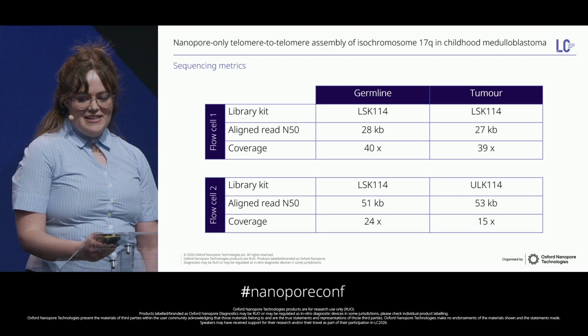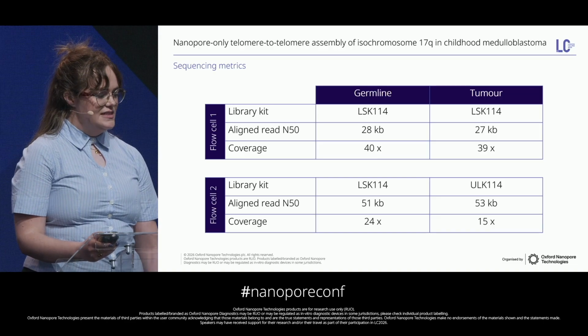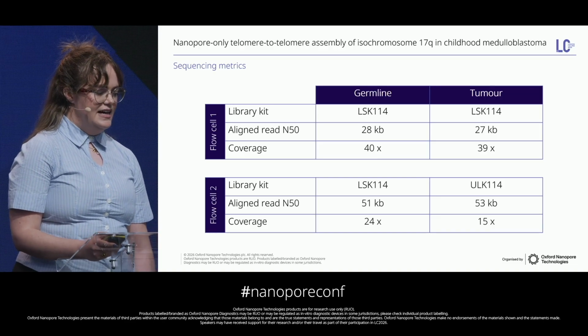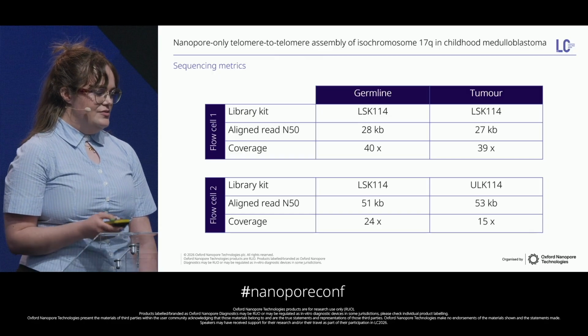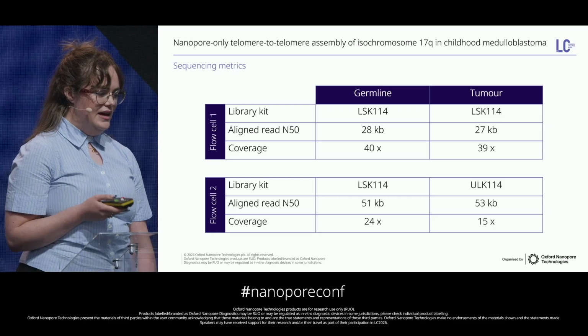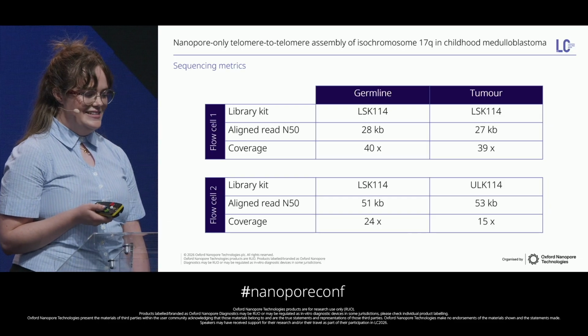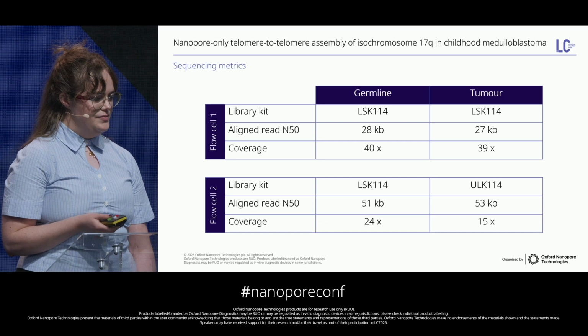Unfortunately, when I extracted from 0.5 ml of blood, I didn't get enough DNA to do ultra-long read library prep, so therefore I had to optimize the Ligation Sequencing Kit protocol, resulting in an aligned read N50 of 51 kb. However, for the tumor, I had just enough DNA to do the ultra-long library prep, and therefore carried that out for the tumor.